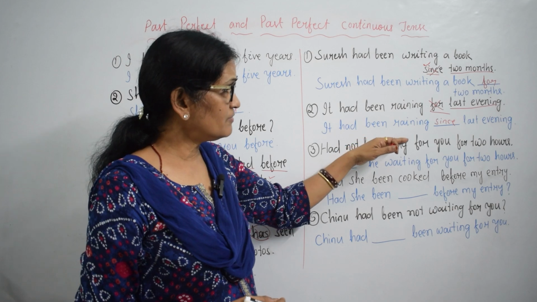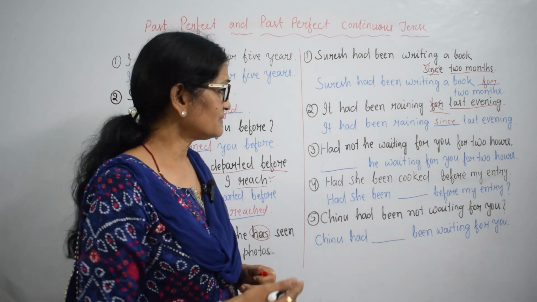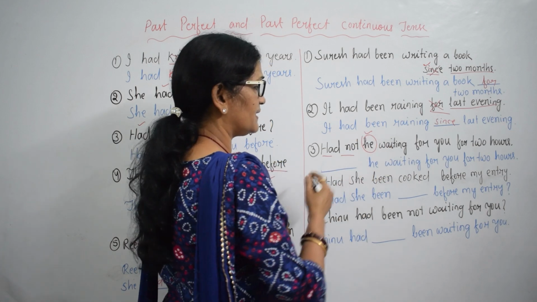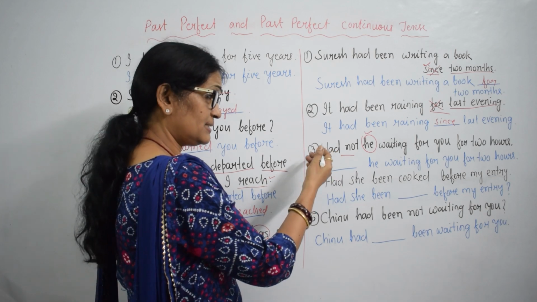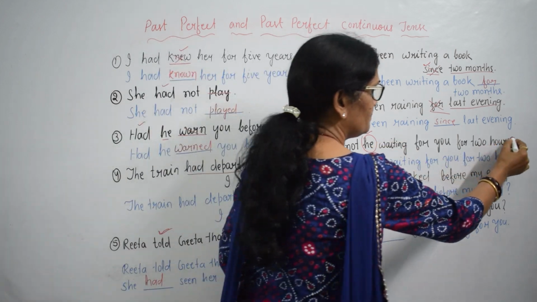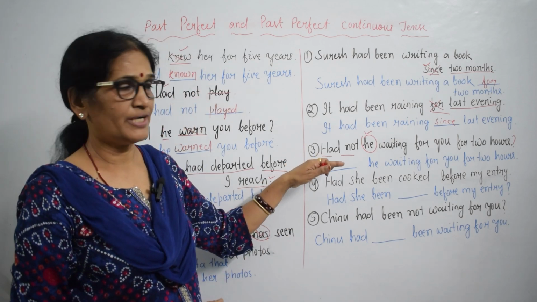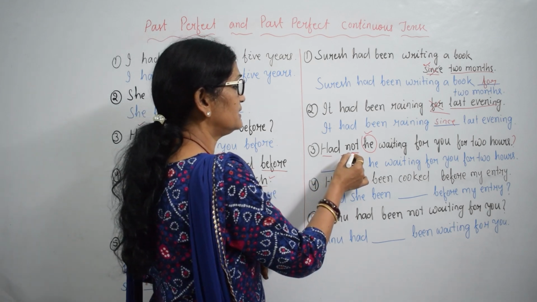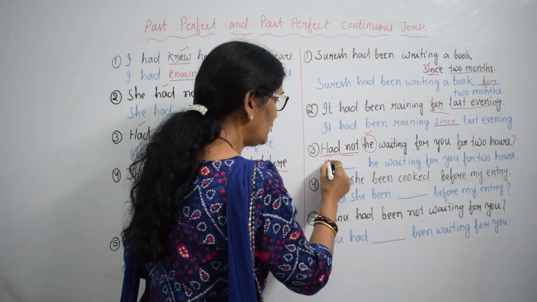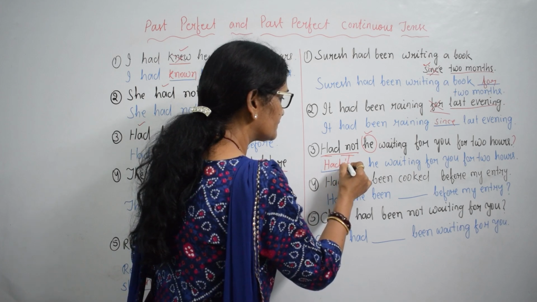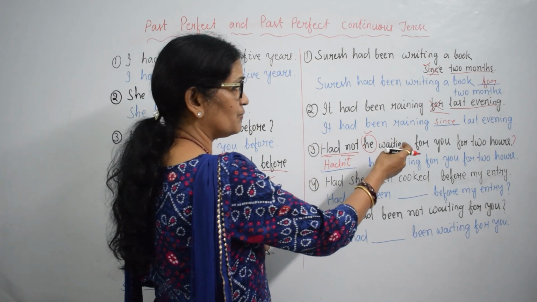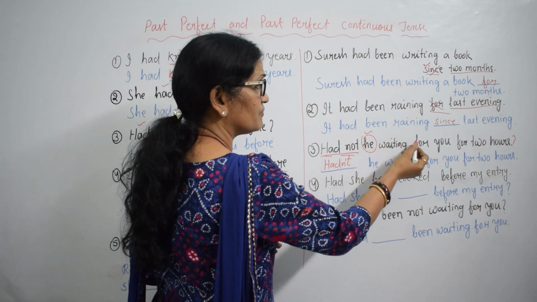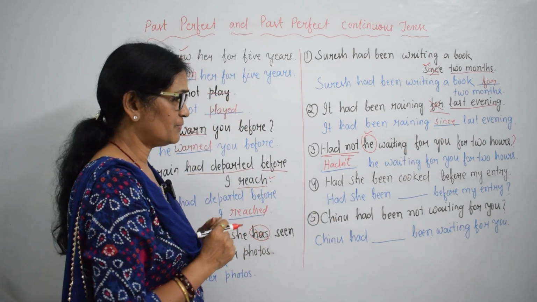Had not he waiting for you for 2 hours? See here, had not is used before the subject. The subject is he. This is one negative interrogative sentence. In a negative interrogative, we cannot use not before he if we use the full form. It must be in the contracted form, so it will be hadn't. Hadn't he been waiting for you for 2 hours? Or, had he not been waiting for you for 2 hours? You can do it both ways.